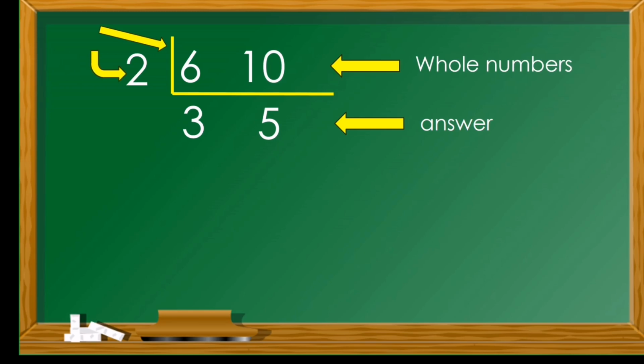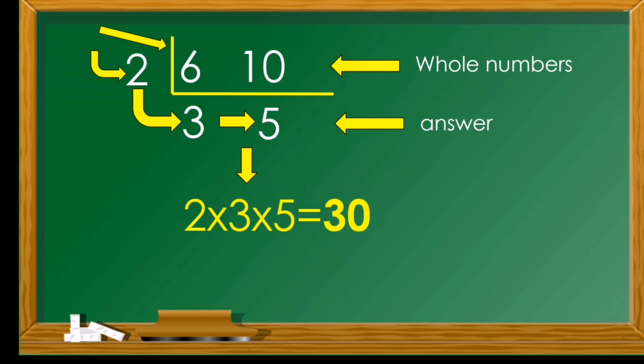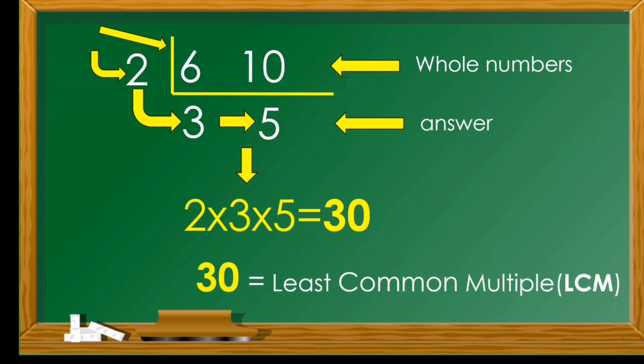The divisor 2 and the quotients 3 and 5 will be multiplied. So, 2 times 3 equals 6, times 5 equals 30. So, meaning 30 is the least common multiple of 6 and 10. Did you understand? This time, let us use 10 and 20.